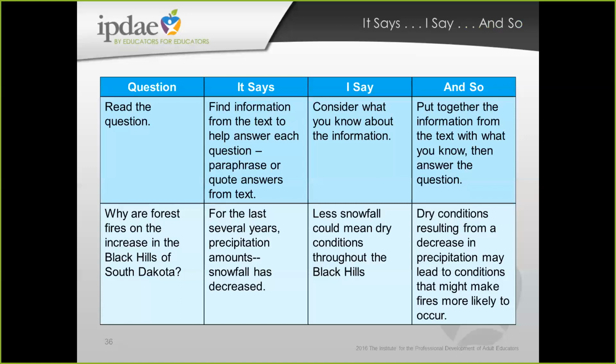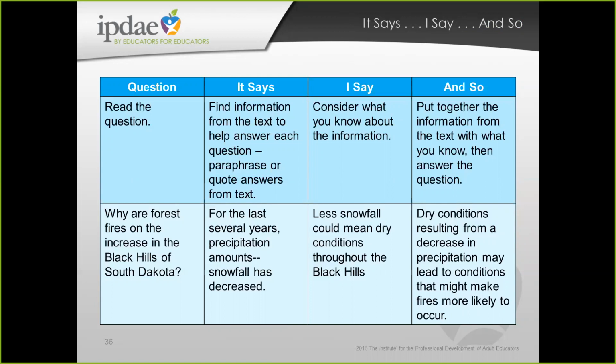And then taking that and thinking about, remember that word schema we use, that background knowledge you do know about, and then putting the two together. And as you can see from this one, we have a really good one here. Why are forest fires on the increase in the Black Hills of South Dakota? Well, if the student read the text, the student would find that in the last several years, the precipitation amounts, the snowfall, has decreased.